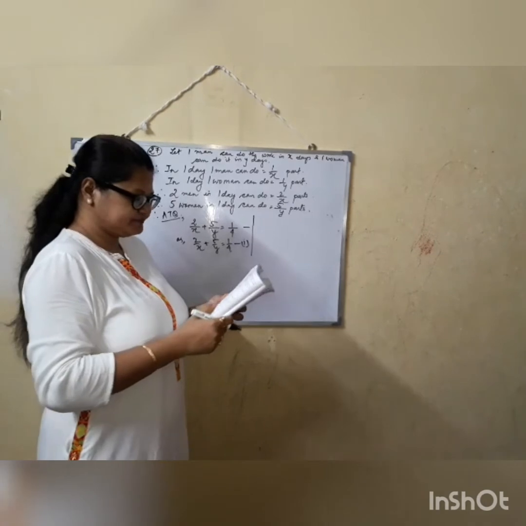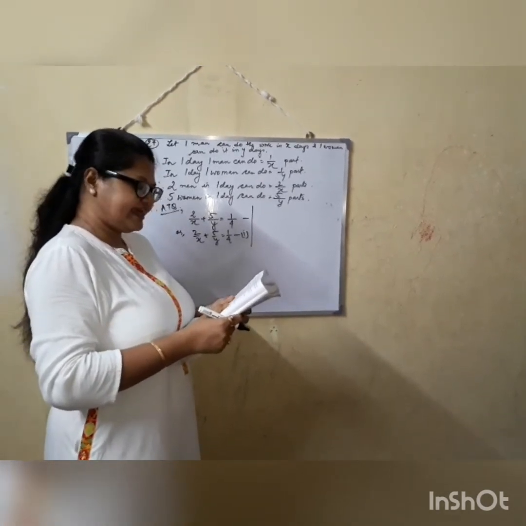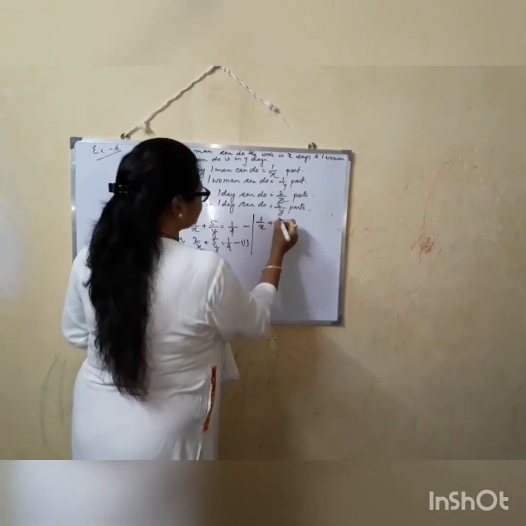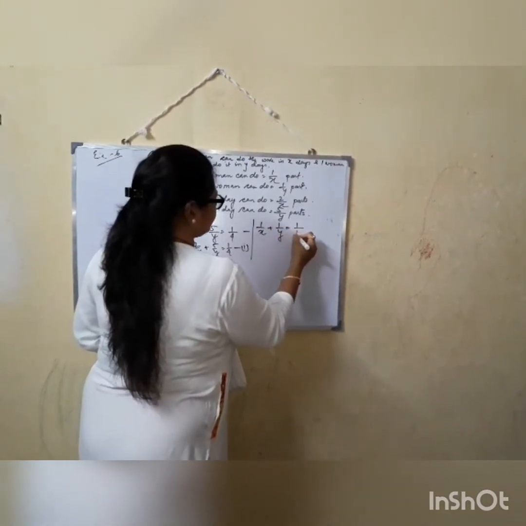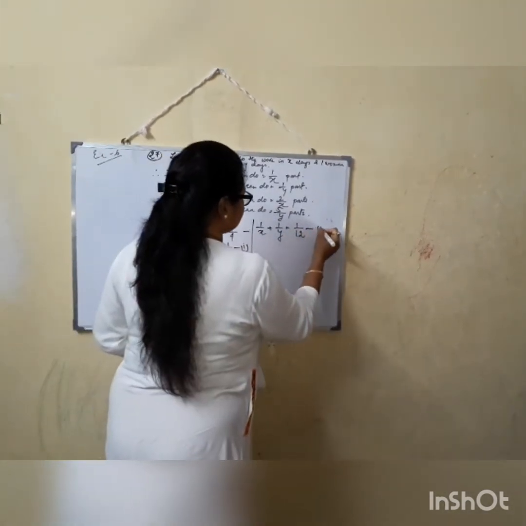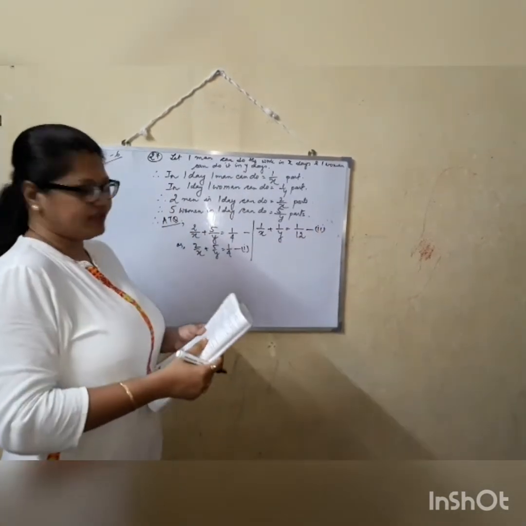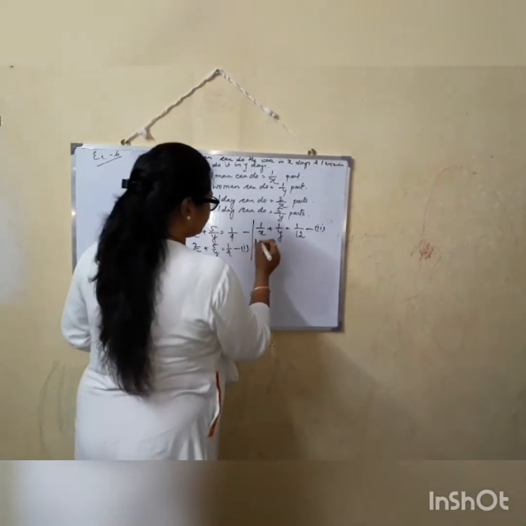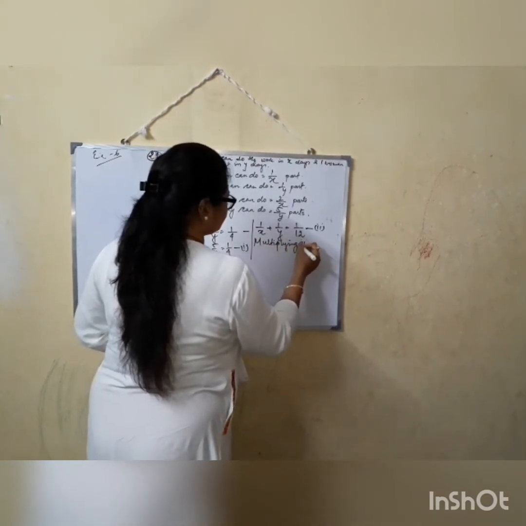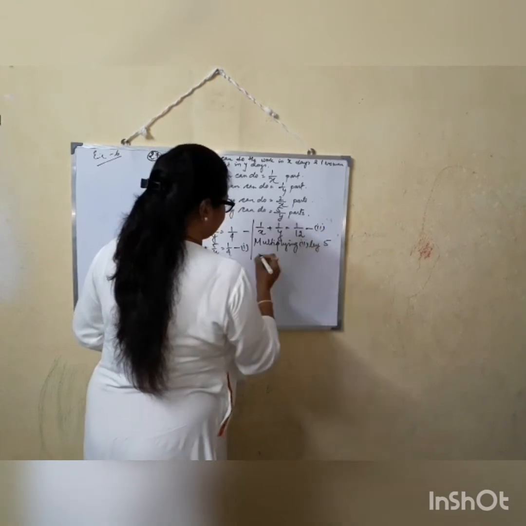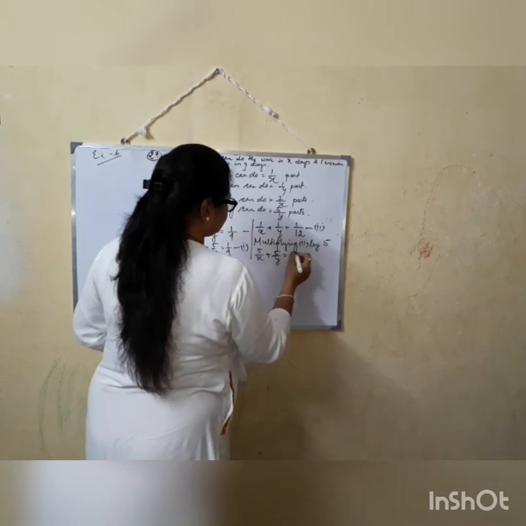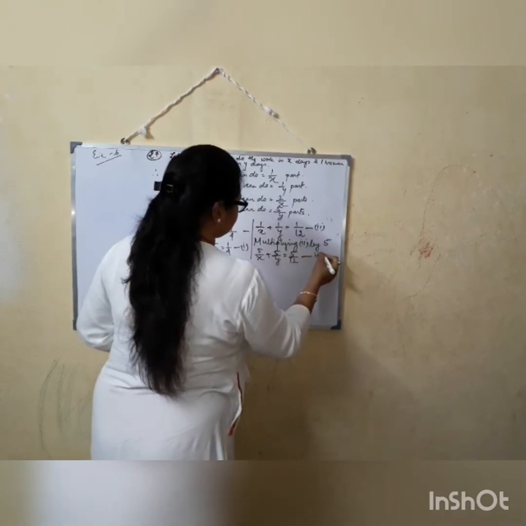The next equation, 1 man and 1 woman can finish it in 12 days. So I can directly write from here that 1 by x parts and 1 by y parts will be equal to 1 by 12. So this we consider to be the second equation. Okay. Now what I do is that I multiply equation 2 by 5 and I get 5 by x plus 5 by y equal to 5 by 12. This is our equation number 3.